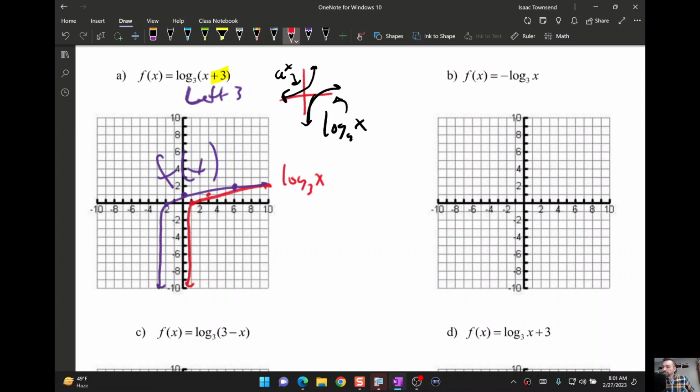Okay, in question B, I get to take some of my same work from before. I already know what log base 3 of x looks like. And then it looks like I just need to flip him or reflect him over the x-axis. So anything on the x-axis is going to stay on the x-axis. Everything else flips over. So that's what that graph would look like.